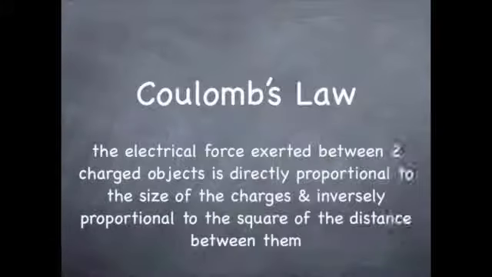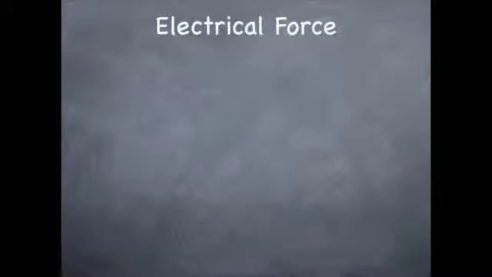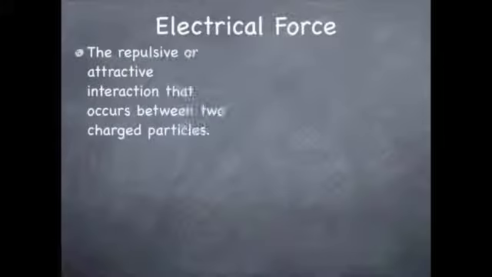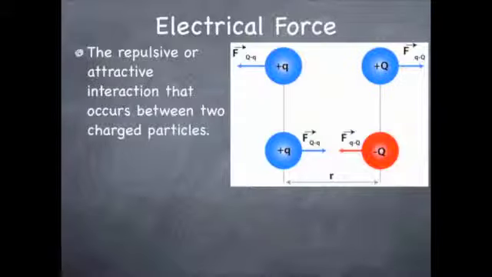Coulomb's law can be stated as follows. The electrical force exerted between two charged objects is directly proportional to the size of the charges and inversely proportional to the square of the distance between them. To understand Coulomb's law, we must understand what is meant by electrical force. Electrical force is the repulsive or attractive interaction that occurs between two charged particles.